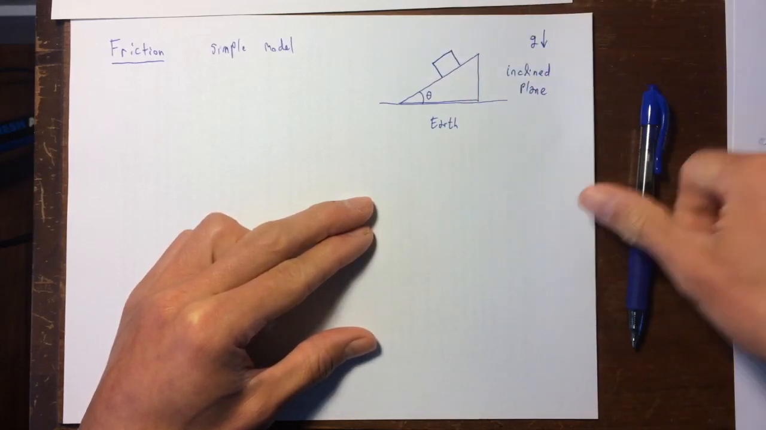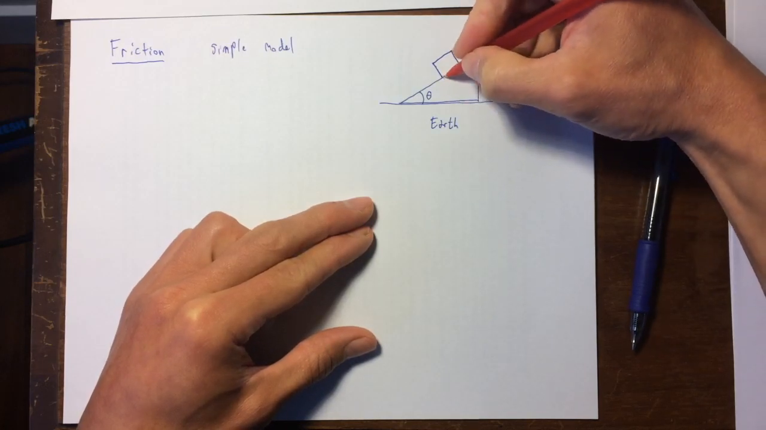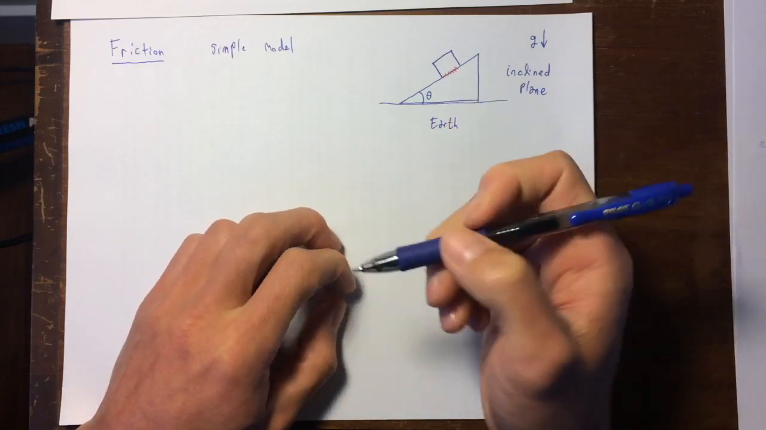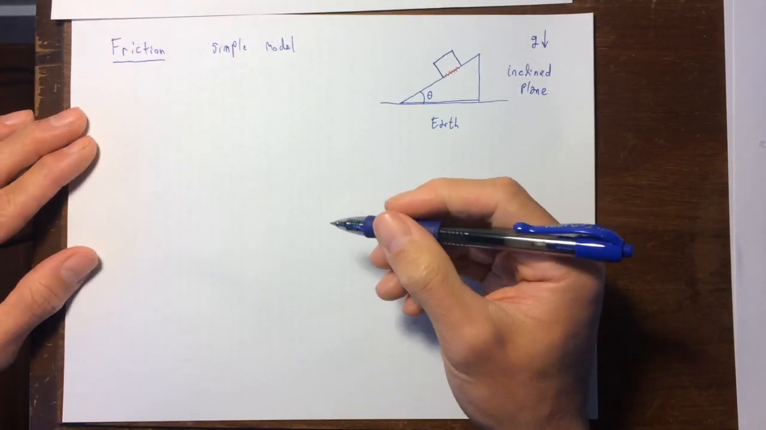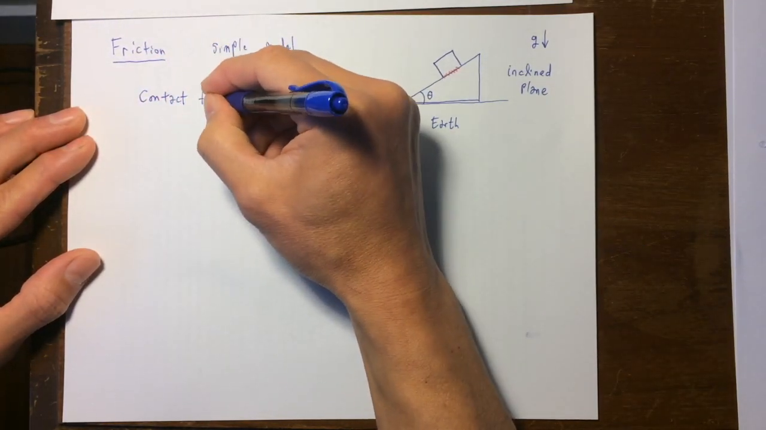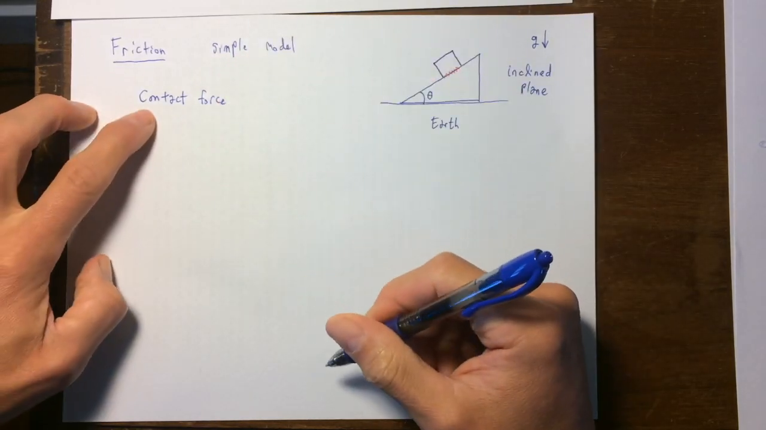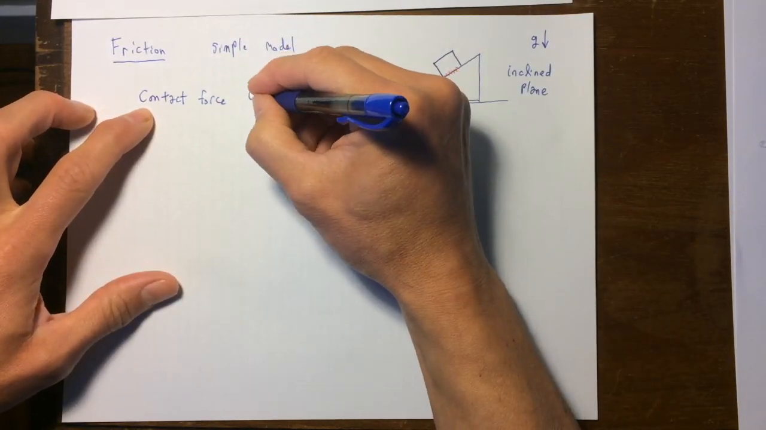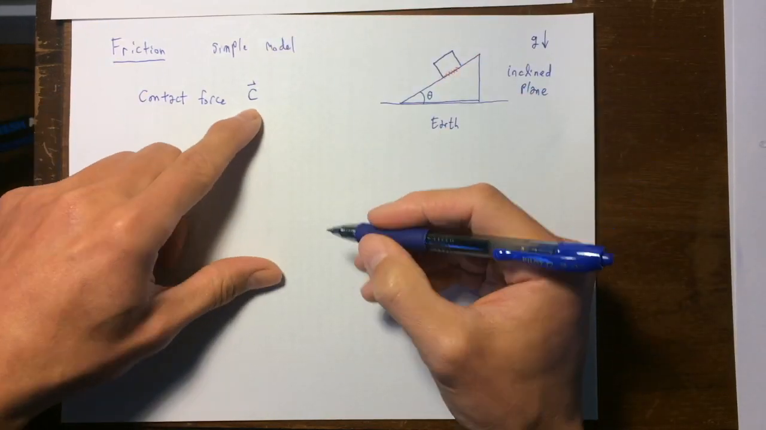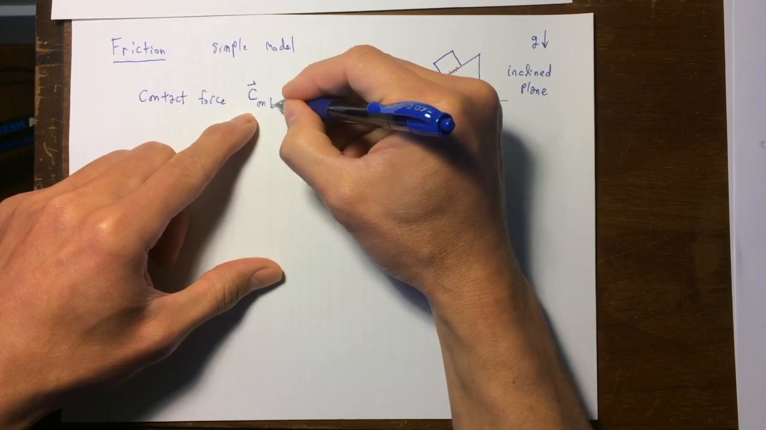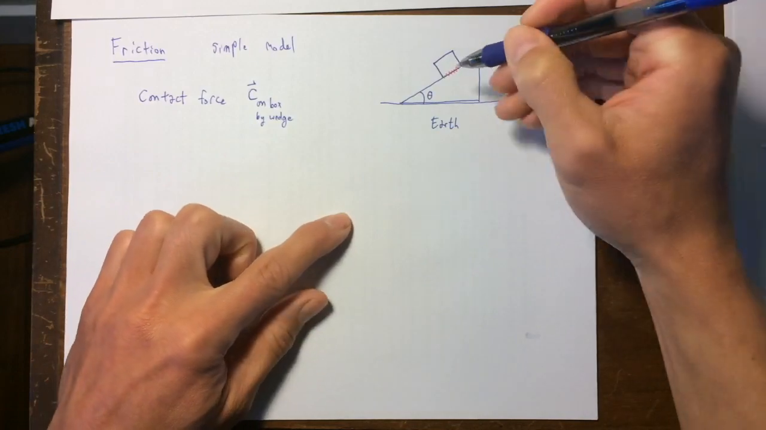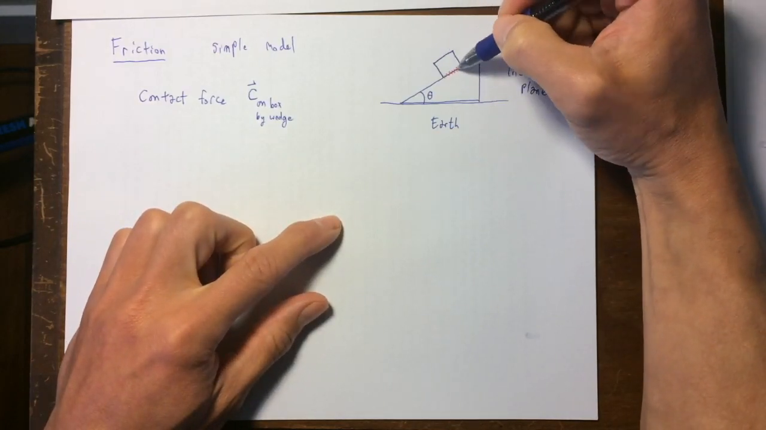So I've got a wedge, and I've also got a little box on the wedge up here, and their surfaces are in contact with each other. In our simple model, what we want to study is what's called contact force. And a contact force, I'm going to say, has the symbol C. We can study the contact force that acts on the box by the wedge.